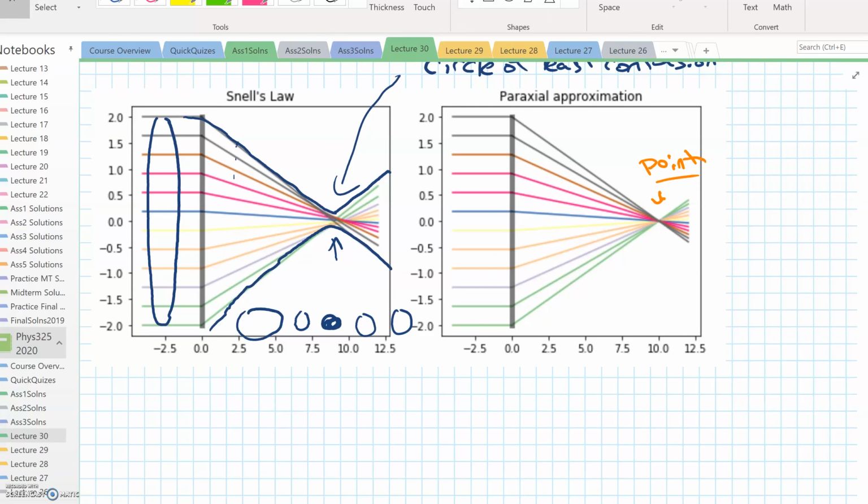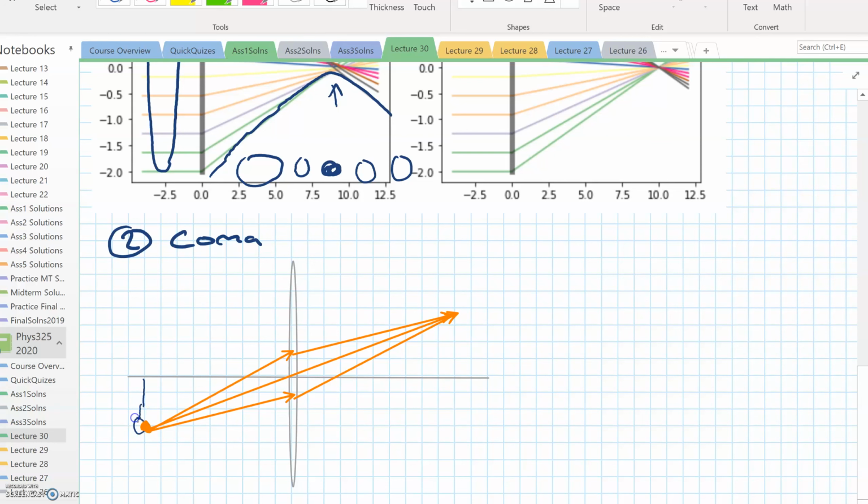Here's what a lens does. It's going to form an image at some point. And for nearby rays, i.e. for paraxial rays, we're going to focus to that same point. This is just our standard picture of when we're imaging something, right? Here's something we're actually imaging.